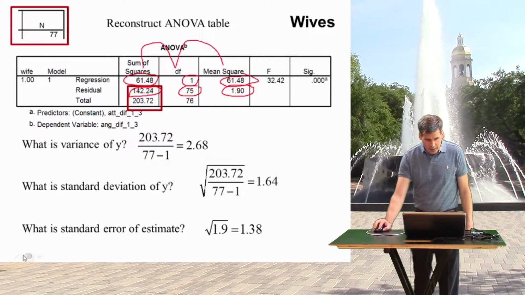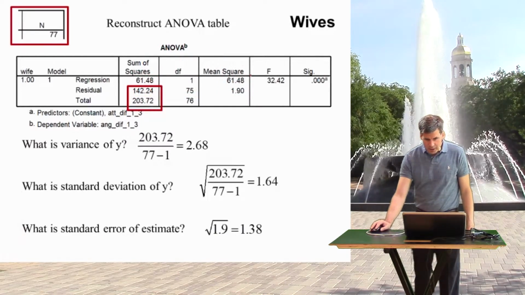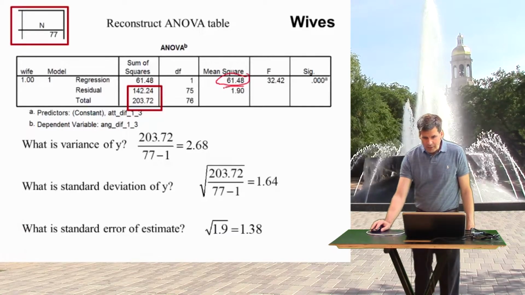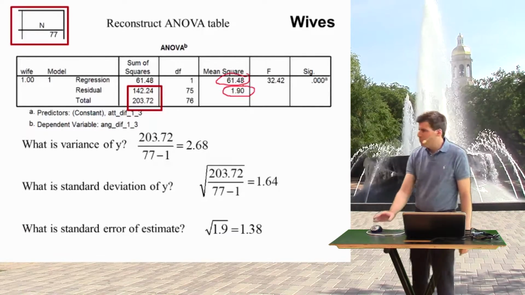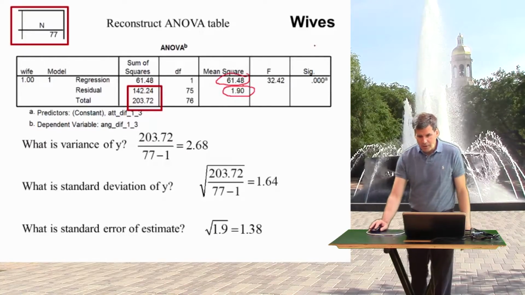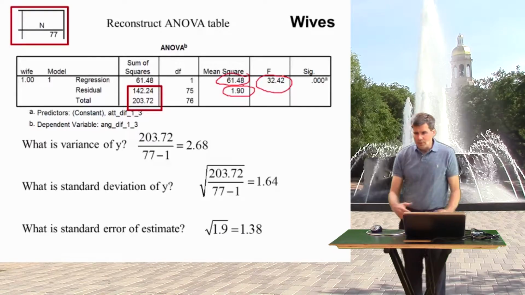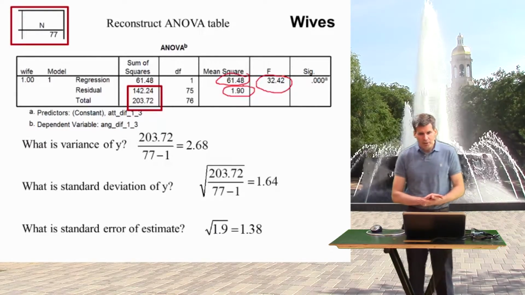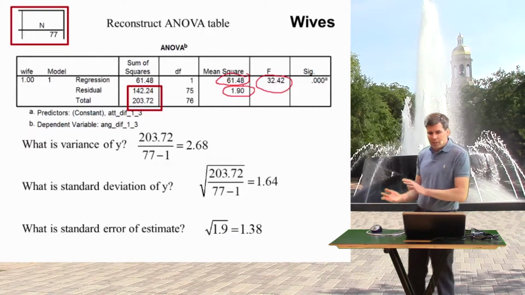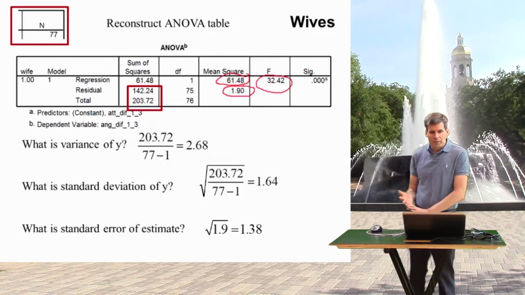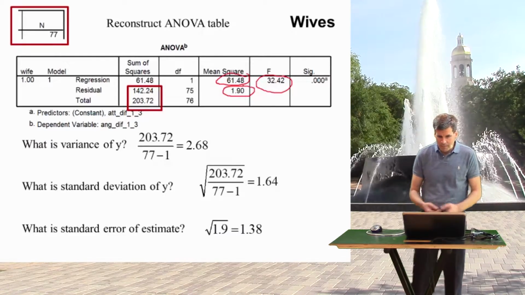And now we can calculate our F value. We take our mean square explained variance, 61.48, divided by our mean square residual, 1.9, and that gives us our F value, which is 32.42. And so now we've reconstructed this entire ANOVA table just from knowing the total and residual sums of squares and our sample size.